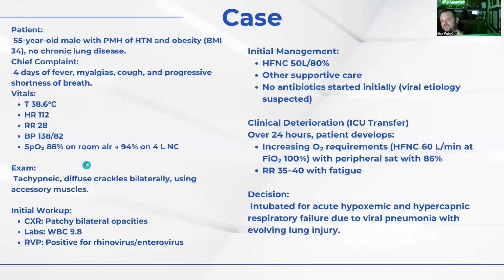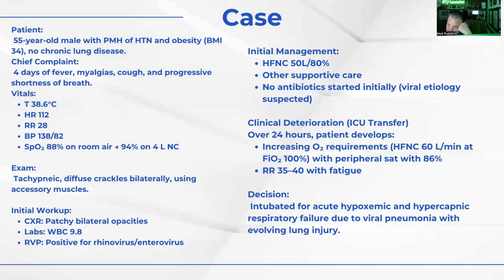Normal blood pressure, although maybe it's sort of low for his chronic hypertensive state, but that's another webinar. He's 88% on room air, which is unfortunate, and he's 94% on 4 liters. Good enough to get admitted to the hospital. We call that hypoxic respiratory failure, gets admitted to OBS or maybe the floor. He's tachypneic, diffuse crackles bilaterally. He's using some accessory muscles, but you put him on high flow and he gets a little bit better.